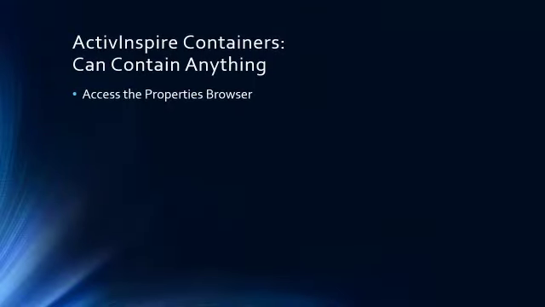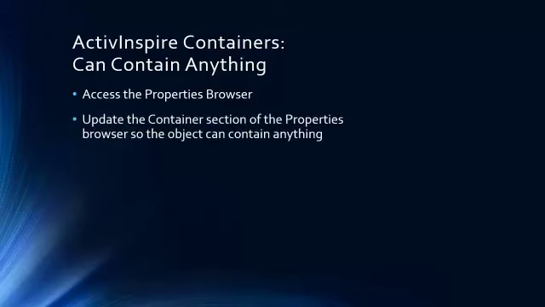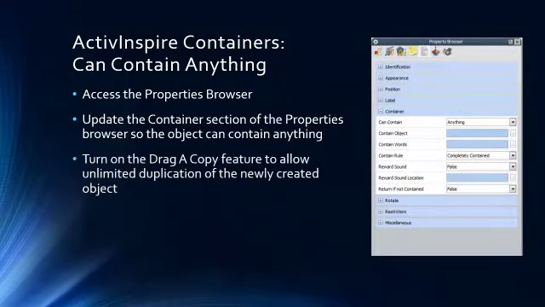The tip for this video is how to use ActivInspire's container property to create objects that can contain anything. After viewing this video, you should know how to access the property browser, update the container section of the properties browser so the object can contain anything, and how to turn on the drag a copy feature to allow unlimited duplication of the newly created object. Let's begin by looking at an example that uses the can contain anything property.